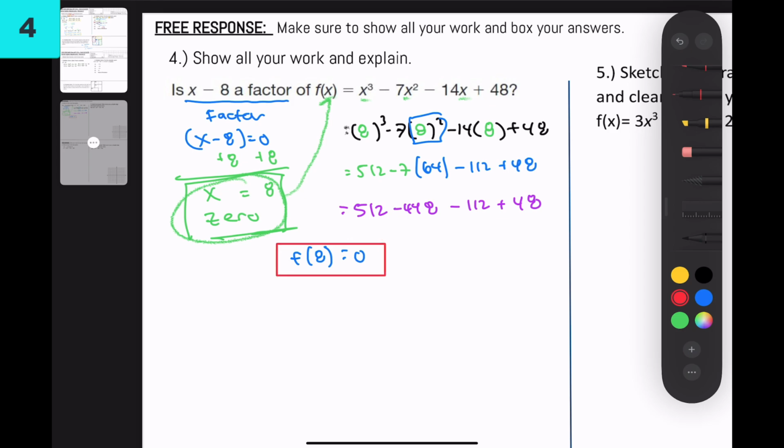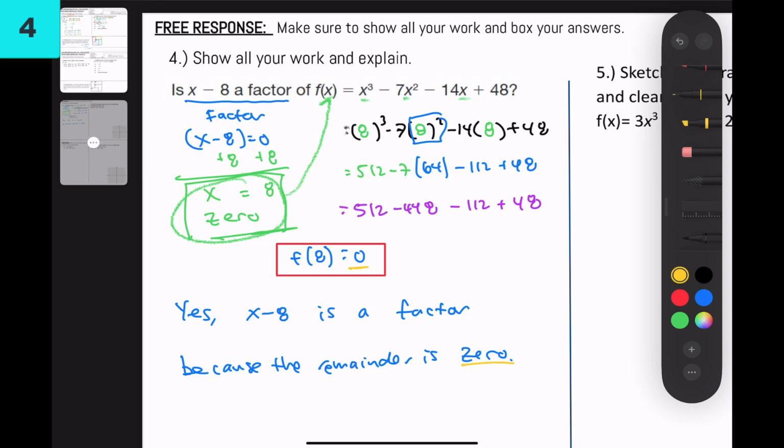Let's write our sentence. Yes, x minus 8 is a factor because the remainder is 0.